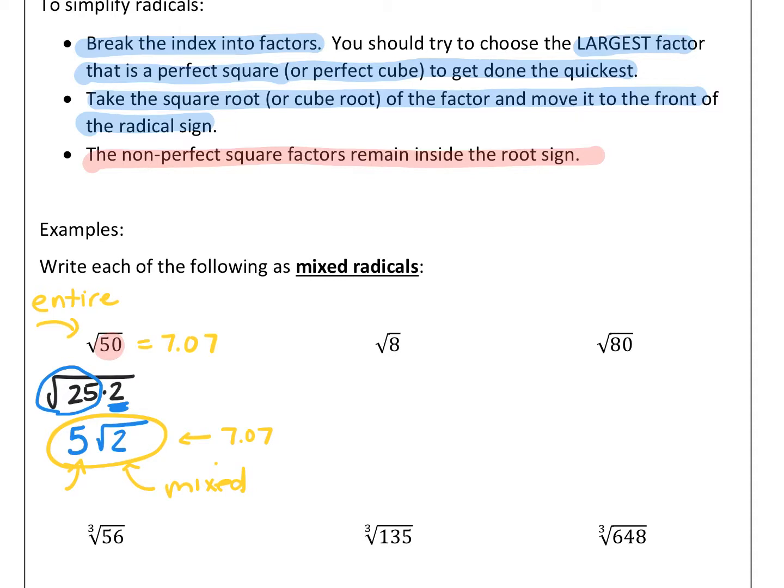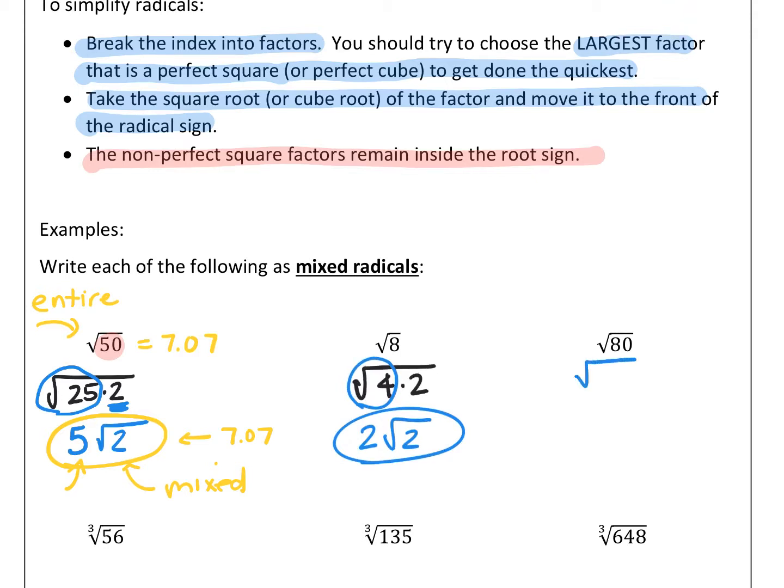Okay, so the square root of 8, we ask, what can go into 8 that is a perfect square? Well, that's 4 times 2. The square root of 4 is 2, and I leave that 2 stuck underneath there.